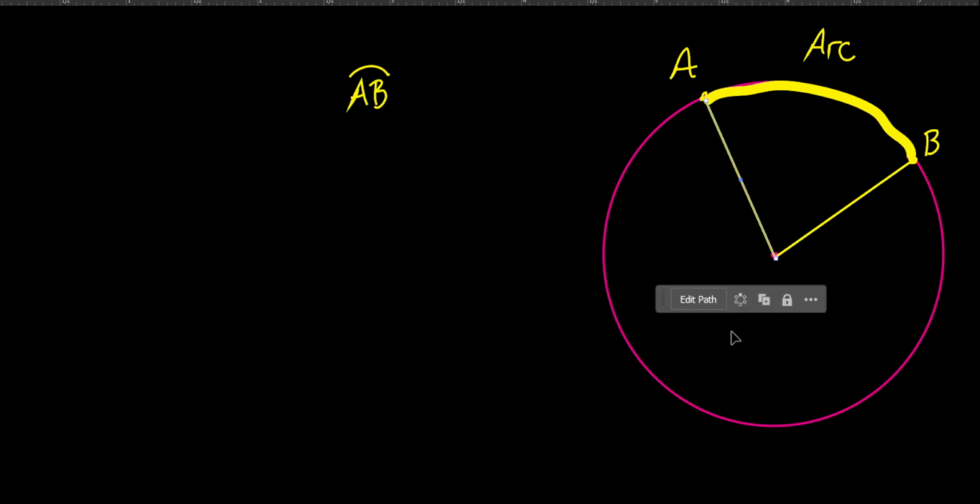If I connect the center to this point, this is an angle, isn't it? This is an angle right here that's made with that center. The center is the vertex of that angle. We're going to learn later on that there's a relationship between this angle. We call it the central angle because it makes an angle at the center of the circle. This is the central angle, and this is the arc.